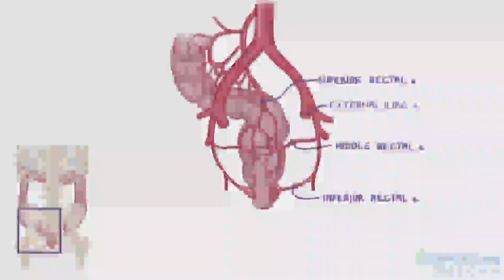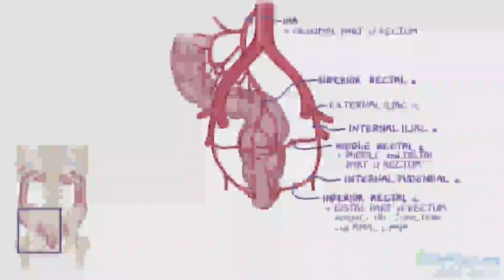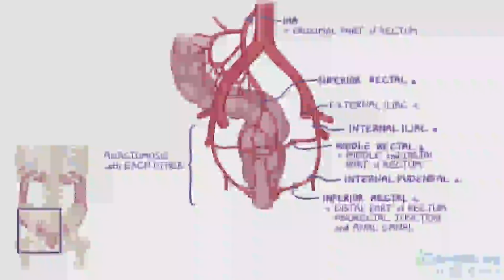Finally, the rectum is supplied by 3 different types of arteries: the superior, middle, and inferior rectal arteries. The superior rectal artery arises from the IMA and supplies the proximal part of the rectum. The middle rectal arteries arise from the internal iliac arteries and supply the middle and distal parts of the rectum. The inferior rectal arteries arise from the internal pudendal arteries and supply the distal part of the rectum, anorectal junction, and anal canal. The superior, middle, and inferior rectal arteries can also form an anastomosis with each other.